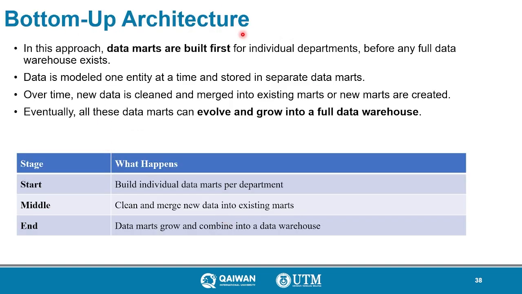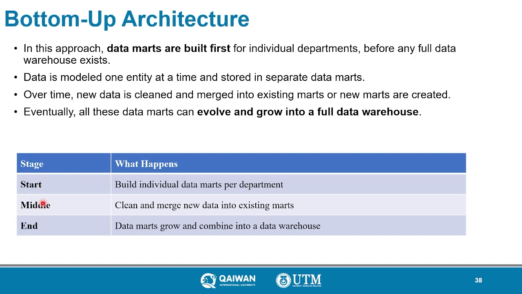Now we have the bottom-up approach. In this approach, data marts are built first for individual departments before any full data warehouse exists. Data is modeled one entity at a time and stored in separate data marts. Over time, new data is cleaned and merged into an existing mart, or new marts are created. Eventually, all these data marts can evolve and grow into a full data warehouse.